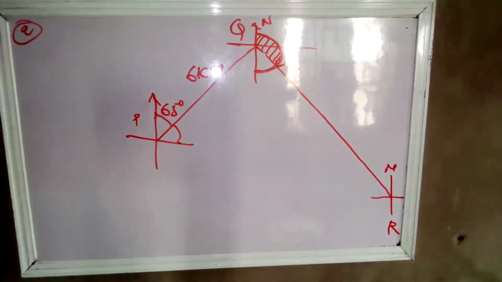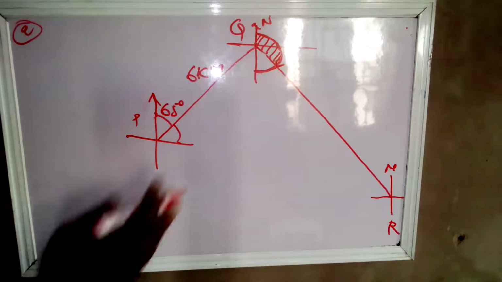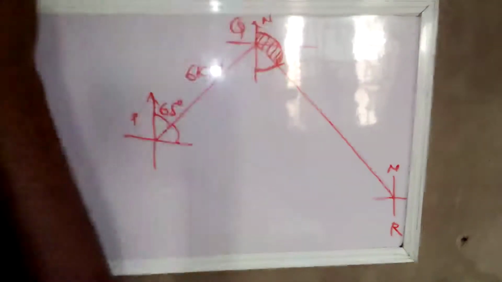Sorry for the obstruction. I just have an obstruction. Sorry for the obstruction. So, we have 146.